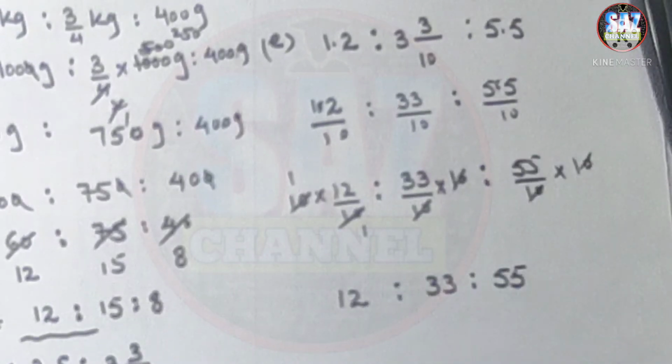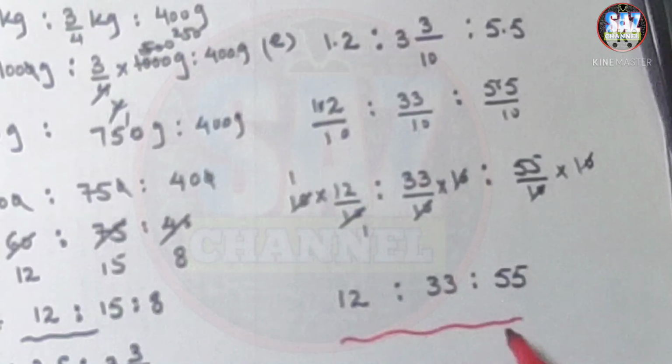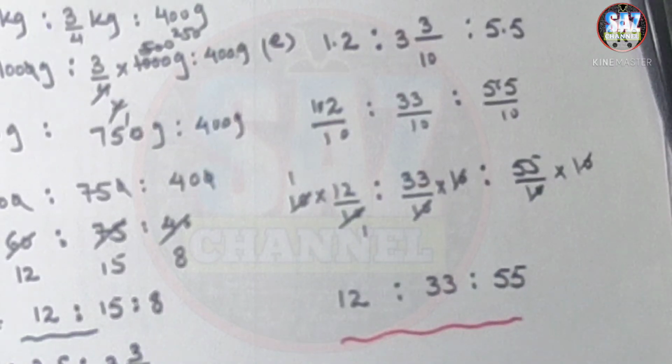Now, at this stage, we have to stop and think, can we simplify it more or not? 12 and 33 can be simplified, or 33 and 55 can be simplified with one table, but all three parts cannot be simplified with one table. So we have to stop our working at this stage.